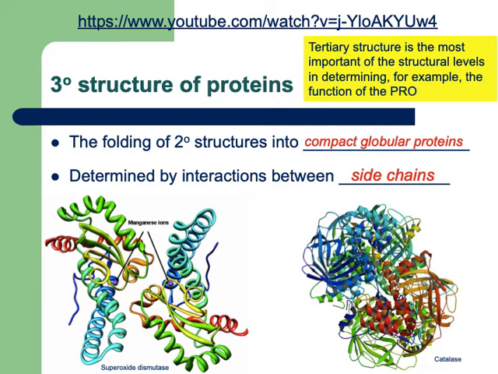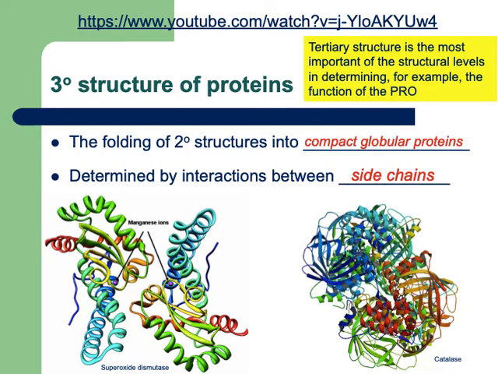So not all proteins get to this level. Some stay in a secondary structure, like your fingernails and your toenails. But many structures get to a tertiary because now we're starting to see proteins have a function within the body, specifically enzymes. So enzymes are usually found in at least a tertiary form.